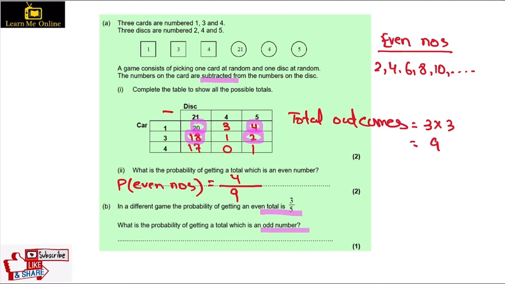Now we are finding out the odd number. Because the probability of the even number is given in fraction form as 3/5, the probability of the odd number would be the remaining fraction. So the probability of getting the odd number would be 2/5.